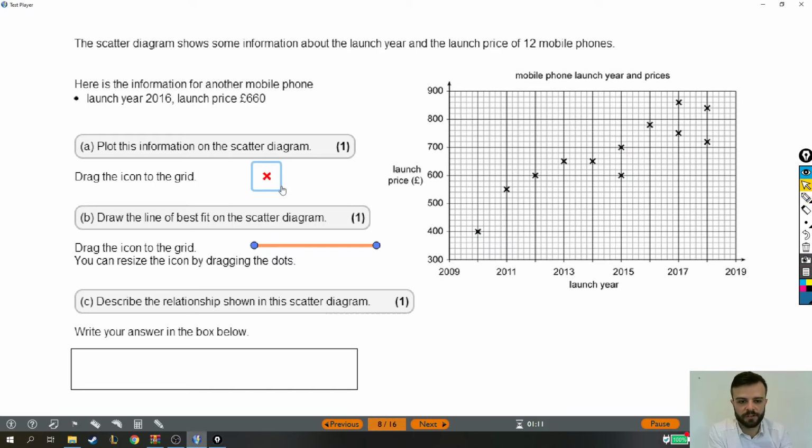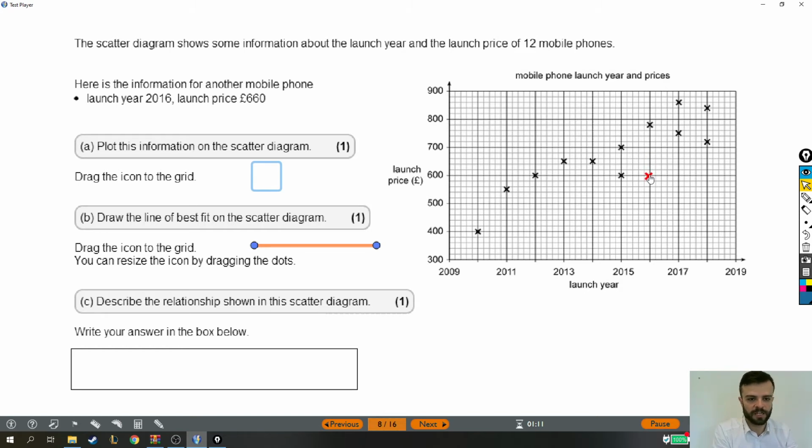The launch year was 2016, so it's going to be on this line between 2015 and 2017. And the price was 660. So that's 600. Let's just think really carefully about where 660 goes. Between here and here, we've got £100 because that's 600 and that's 700. There are only 5 squares between these 2 points, which means each square's got to be worth 20. Because if each square is worth 20, then we've got 600, 620, 40, 60, 80, 700. So it does have to be going up in 20s.